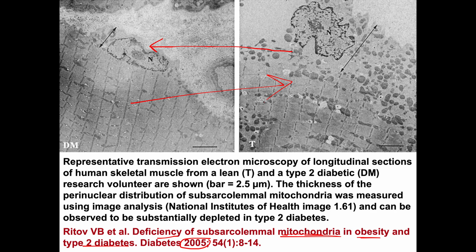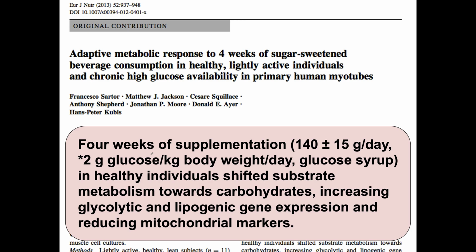So let me show you how we start to lose mitochondria. You can lose your mitochondria or start to lose them in like 4 weeks. And this was a great paper that showed it. So these are healthy people and they're normal weight people. What they did for just 4 weeks, because they stopped it because they were losing mitochondria, for just 4 weeks of supplementation with what? With basically a glucose drink that had 140 grams plus or minus 15 per day, which is 500 to 600 calories of pure sugar per day on top of their regular diet for 4 weeks.